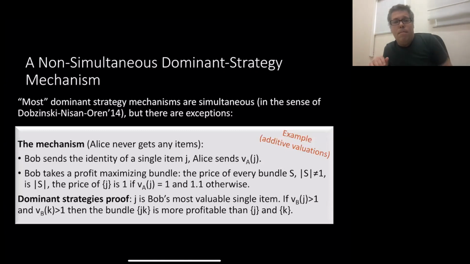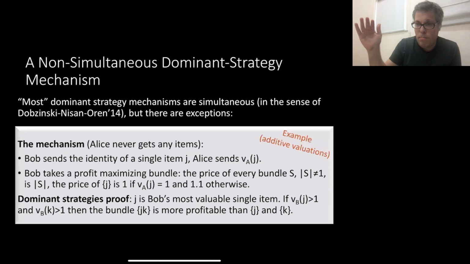Good. So now I want to prove that the dominant strategy of Bob is to send his most valuable single item. I want to prove that the dominant strategy of Bob in the first round is to send the most valuable item, the item that has the highest value as a singleton. Let's see why that is the case. If Bob's most valuable item has a value below 1, then it doesn't really matter which item he is going to send.